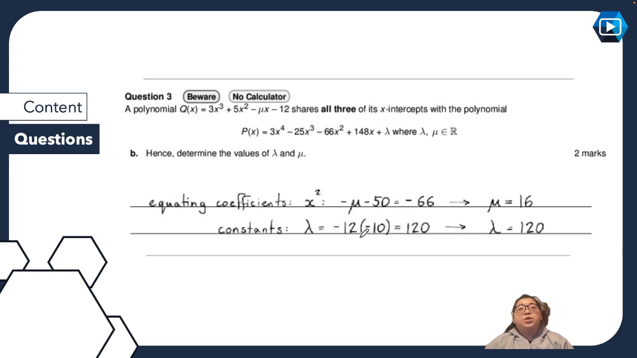And then if we talk about our lambda, our lambda was equivalent to negative 12 times our b, so therefore we can just put our b in, and that will give us 120 as our lambda.